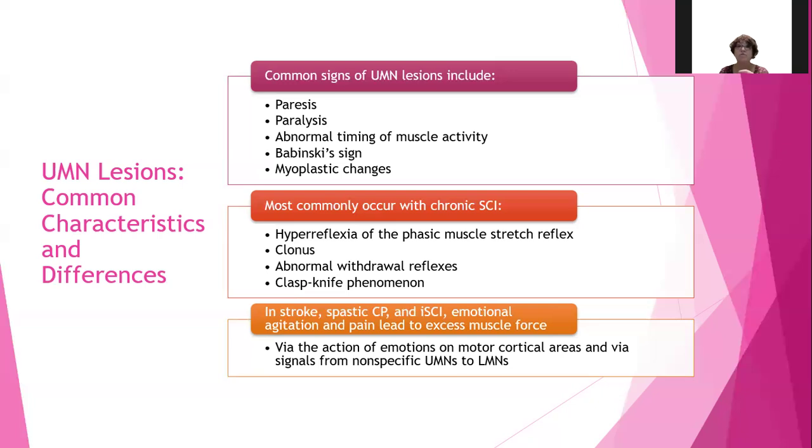In stroke, spastic CP, and spinal cord injuries, emotional agitation and pain can lead to excess muscle force. So the actions of the emotions on the motor cortical areas can elicit signals from non-specific upper motor neurons to lower motor neurons. And so when someone's agitated or upset, sometimes it's when someone's frustrated because they're trying to do something that they can't do, it leads to excessive hypertonia or excessive muscle force. So it's kind of frustrating. You're trying to do something and the muscle's not cooperating.